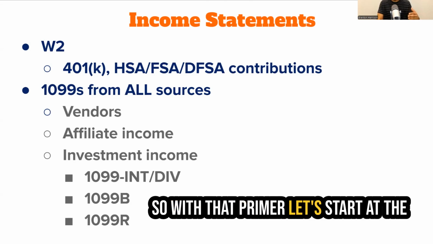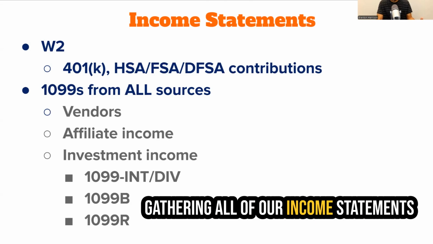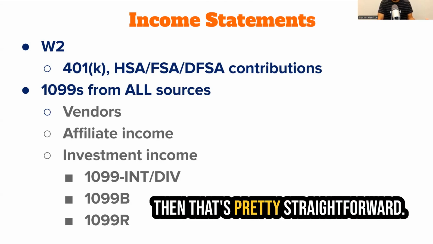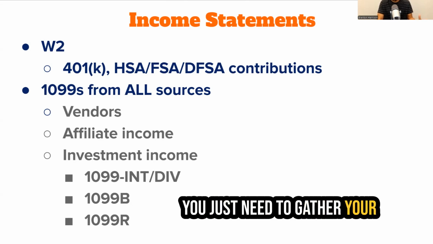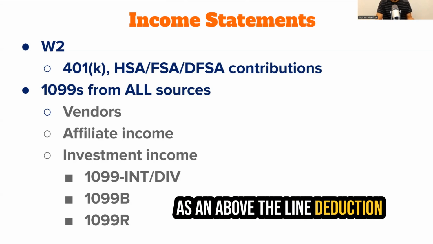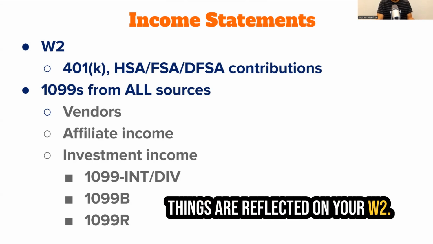So, with that primer, let's start at the top of the tax preparation process with gathering all of our income statements. And if you are a W-2 employee only, then that's pretty straightforward. You just need to gather your W-2s. And thankfully, much of the information that qualifies as an above the line deduction, if you are a W-2 employee, those things are reflected on your W-2.